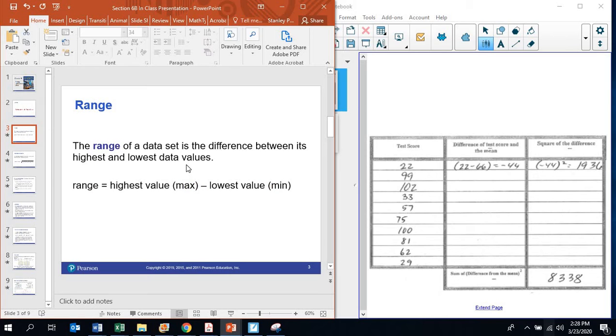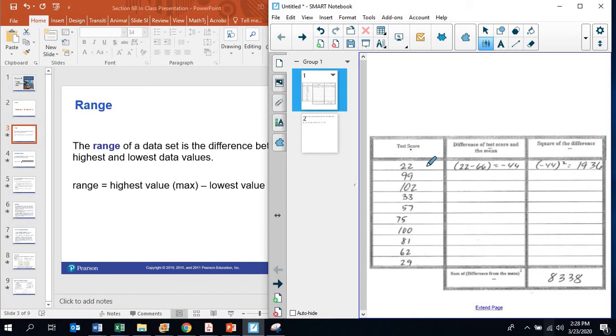Remember that the range of a data set is the difference between its highest and lowest values. So if you come over here to our data set on this page, what's your highest value? As you look through here, your highest value is 102. The lowest value, 22, is the lowest value, right? So if you wanted to find the range of the data set contained in this problem, you simply take the highest number minus the lowest number, and in this case you'll get a range of 80.